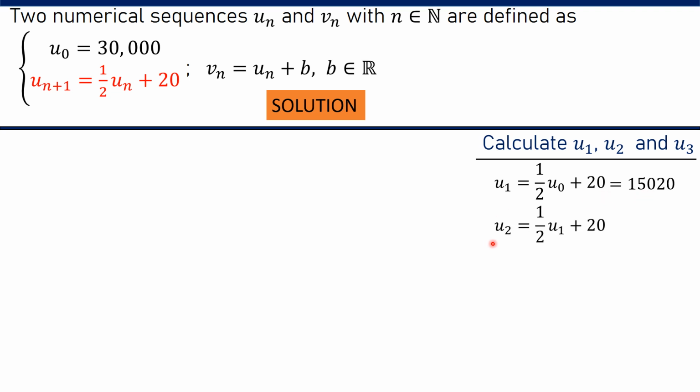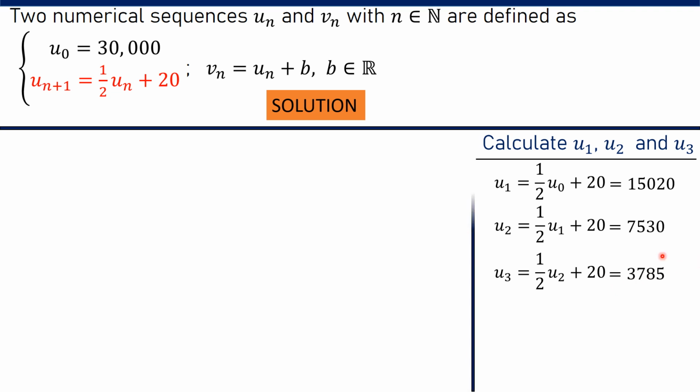Next, we are going to find u2 by using u1 and also this recursion. So u2 is gotten by replacing n with 1. u2 will give us half u1 plus 20, but u1 is 15,020. So we take the half of it and then we add 20, simplify, we get 7,530. For u3, we do the same thing, we use u2 and this recursion. So replace n with 2, we have u3 equal to half of u2 plus 20, but u2 is 7,520. We take the half of it and then we add 20 to it, simplify, we get 3,785.